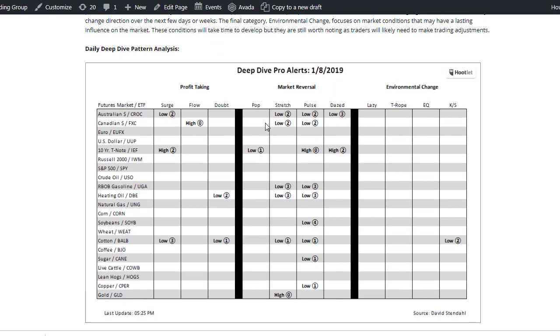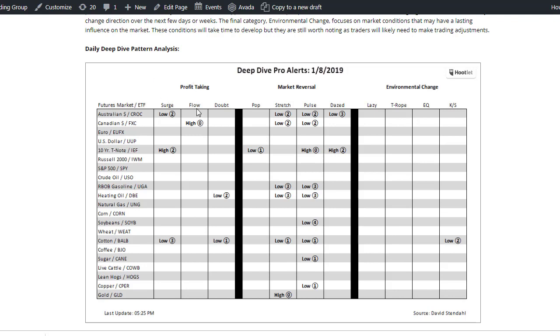So we have two different Deep Dive patterns. These Pro Alerts are either on a daily bar basis, which is what these represent, and then we have another chart, which is the exact same alerts, but applied to weekly bars. And because there are so many of these alerts going on right now, I thought I'd at least address the stretch and the pulse, which are reversal types.